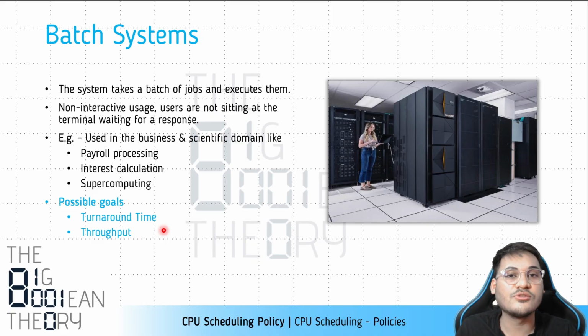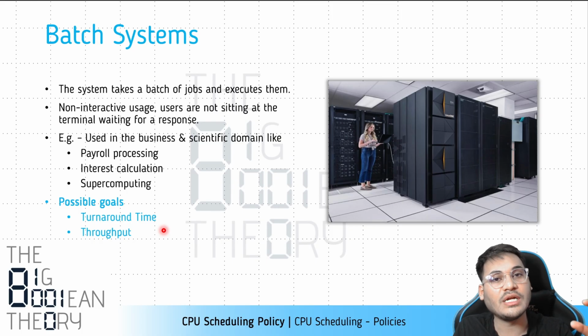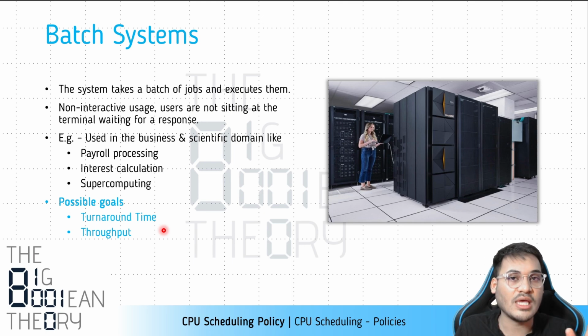Apart from that, there is throughput, which is the number of jobs that are completed in a given period of time. That also we want to be high. Any batch system which is executing a bunch of jobs, better performance would indicate that we are completing more jobs in a given interval of time. So that is what is signified by the throughput. The number of jobs executed in a given amount of time is known as throughput. And in any batch system, we would ideally like to have a high throughput.